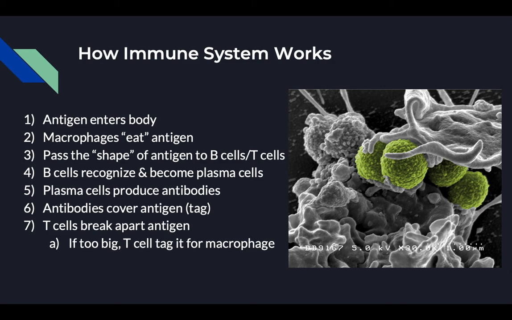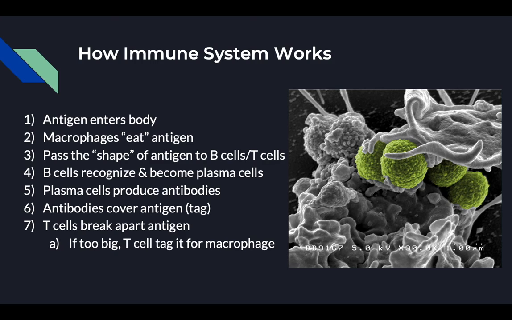And when it engulfs it or eats it, it recognizes the shape. So it has this memory of, okay, this is what the antigen looks like. So it passes that shape off to B cells and T cells. The B cells will then be like, all right, cool, got this shape. They become plasma cells. These plasma cells will produce antibodies. And what antibodies do is they will cover the antigen. They tag it.